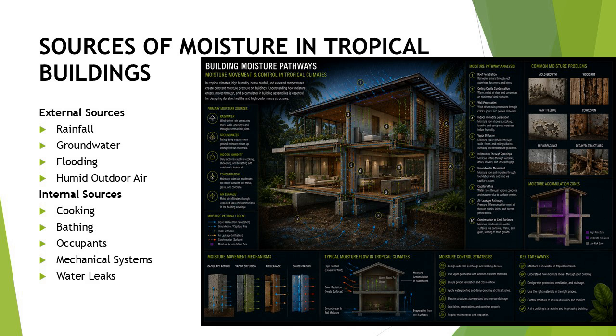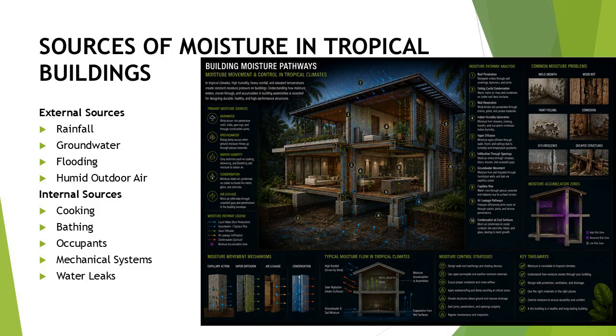A single family can generate several liters of water vapor every day simply through normal living activities. This moisture accumulates continuously. If buildings are not designed to manage it effectively, humidity levels increase and problems emerge.